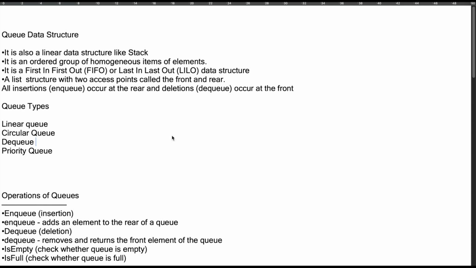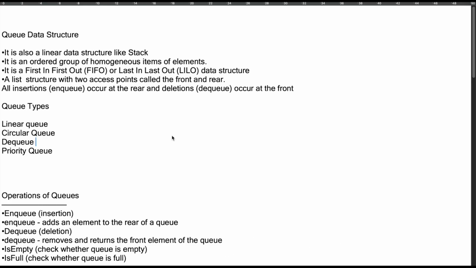The front pointer is used to remove elements, to dequeue the elements from a particular queue. Similarly, the rear position is used to insert, that is enqueue, the elements into the queue.